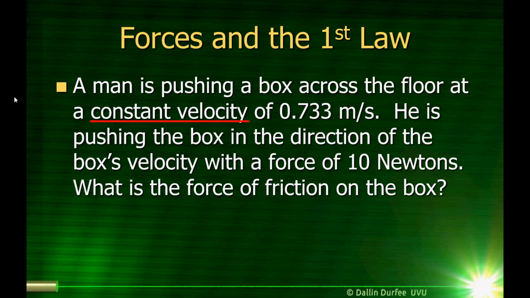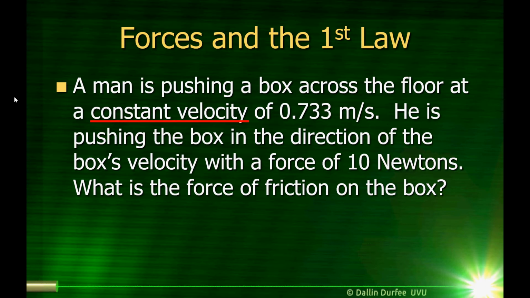Well, wait, doesn't it say right here in the problem that there is a force on the box, that the man is pushing it with a force of 10 newtons? Yes, there are forces acting on the box, but in order for there to be no acceleration, for the velocity not to change, the net force has to be zero. So the sum of all of the forces has to be zero.